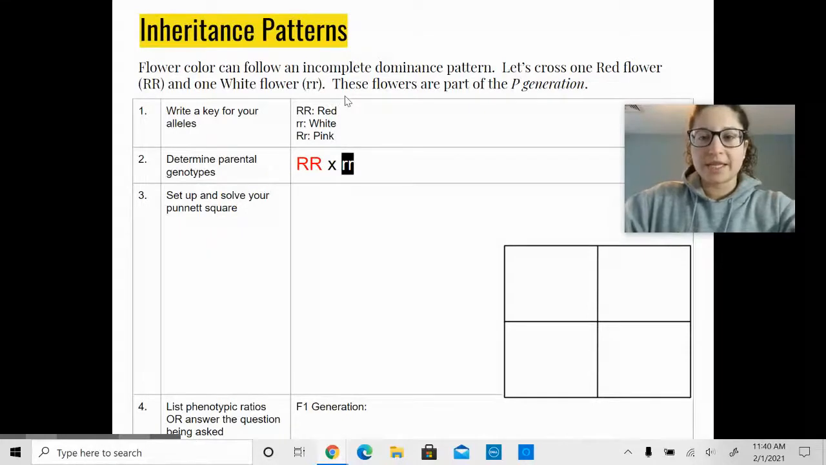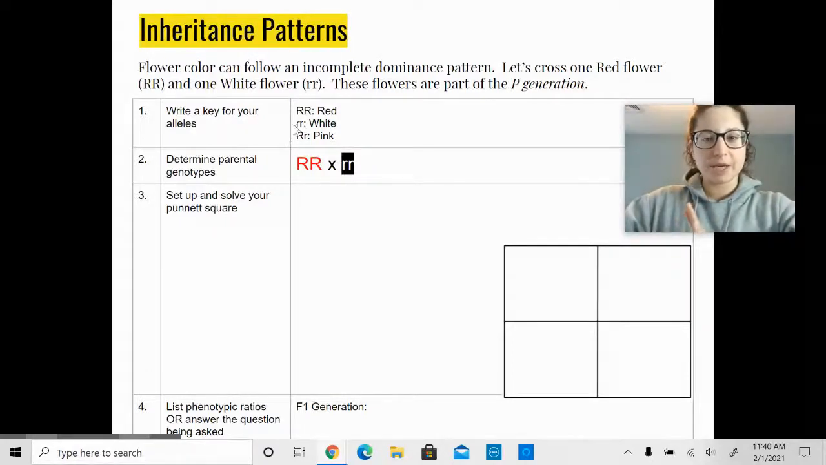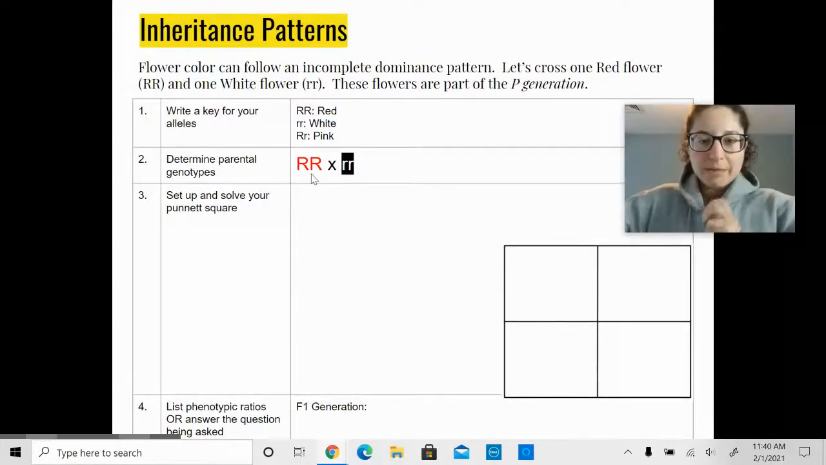We're going to also say that these flowers are part of the P generation. So we have our little key up here. Big R gives us a red flower. Little r gives us a white flower. And then big R, little r gives us a pink flower. Did I say pink twice? Little r is white, big R, little r is pink. So it tells us our parents are big R, which is red, and little r, which is white. So we have a red flower and a white flower.